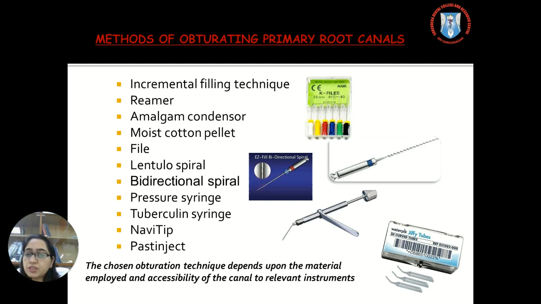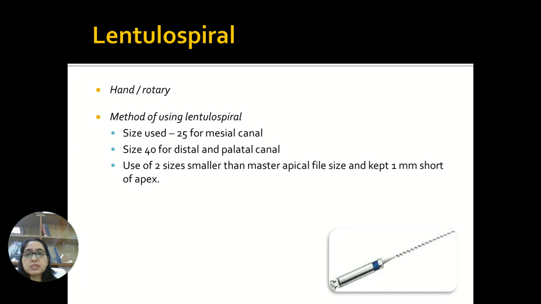Lentulo spiral and bidirectional spiral are rotary instruments which can be used to place the pastes in the root canal system. Navy tip has a very flexible tip which can be used. The chosen obturation technique basically depends on the material employed and the accessibility of the canal to the relevant instruments. So we will be quickly discussing just two of these commonly used methods. First is the lentulo spiral, which can be used by hand or can be rotary.